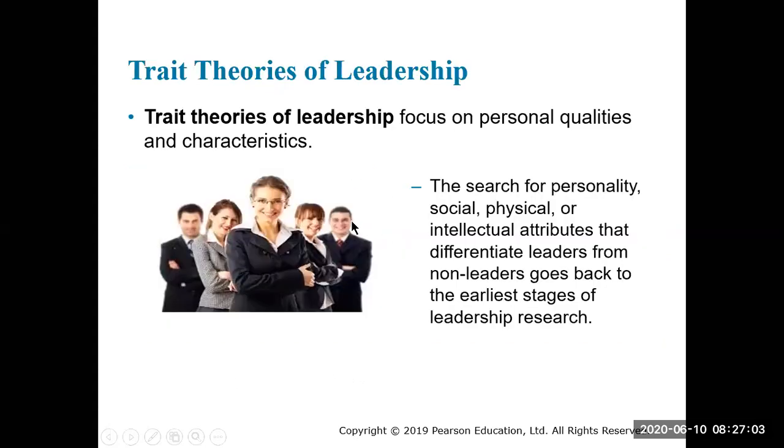So this is the trait theories of leadership. Trait theories focus on personal qualities and characteristics that make someone a leader. Research in this area usually focuses on personality, and the social, physical, and intellectual attributes that differentiate between leaders and non-leaders. They keep asking what the individual characteristics are, whether social, physical, or intellectual.